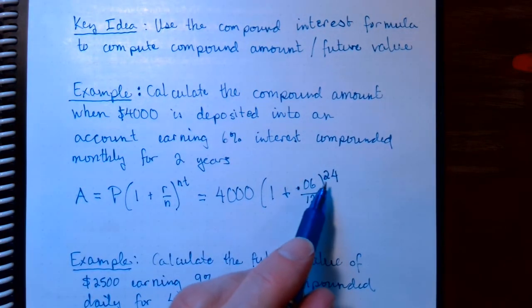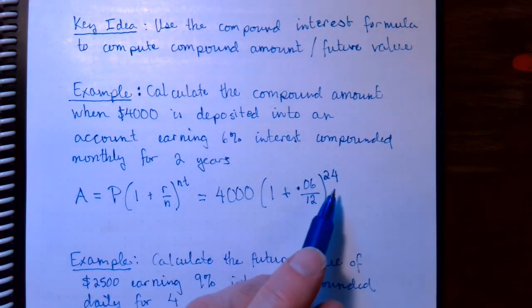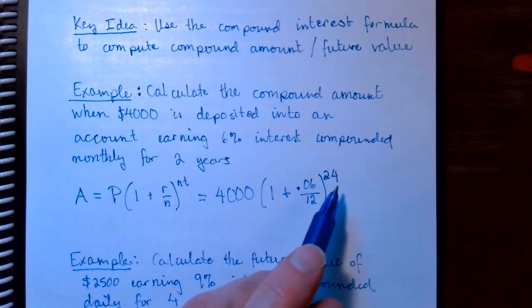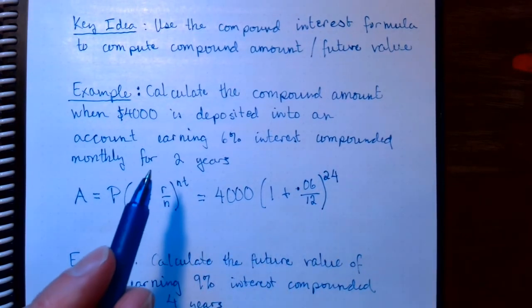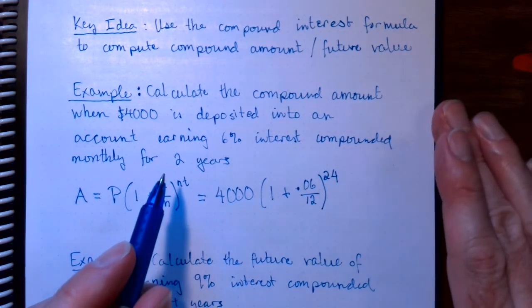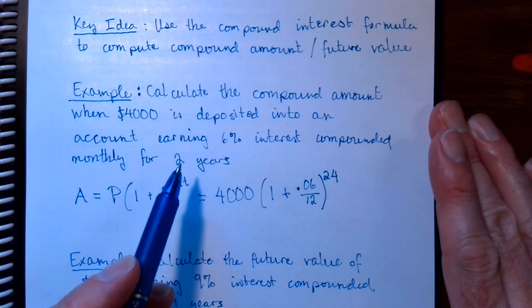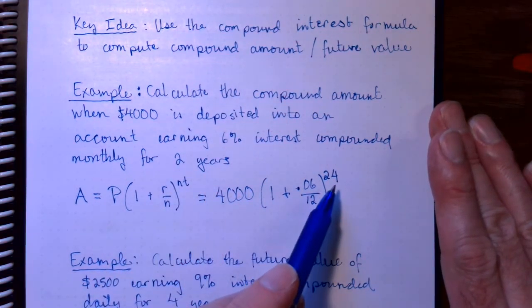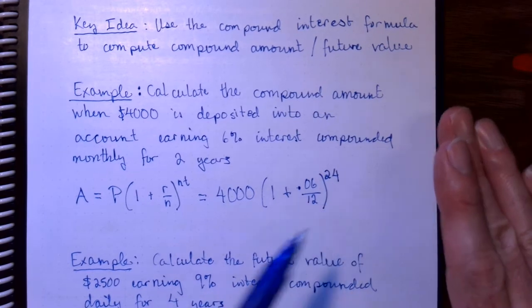The way I think of this is the exponent should be the number of interest periods you have gone through in total. Now, in this example, your interest period is 1 month long. Every month you get interest. You're doing that for 2 years, so you're going to get interest 24 times. That's what your exponent needs to be.